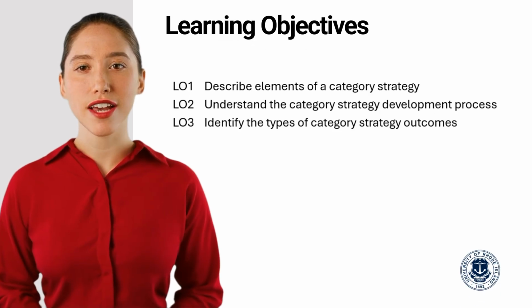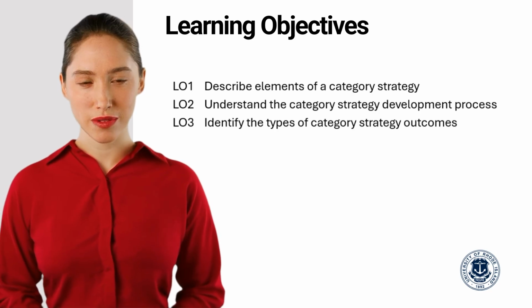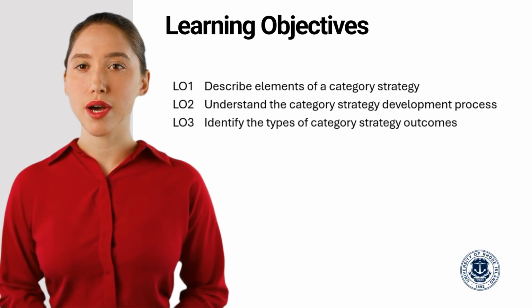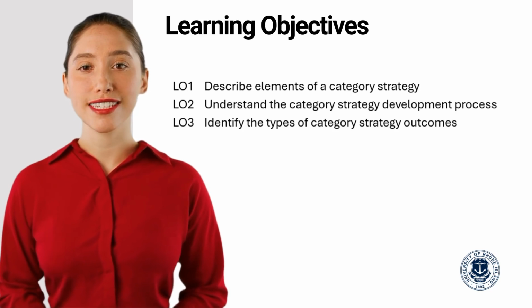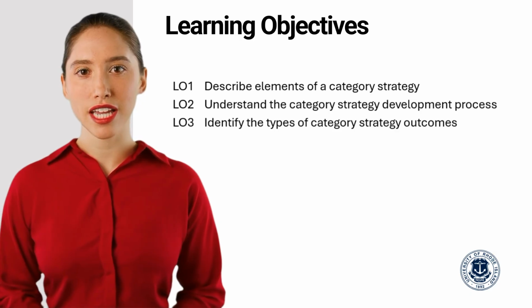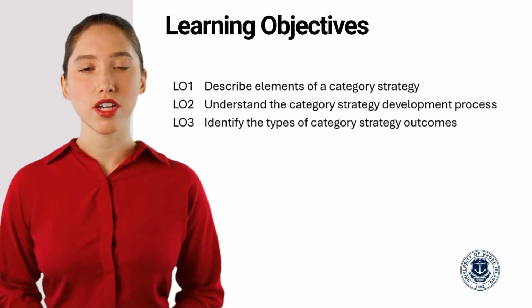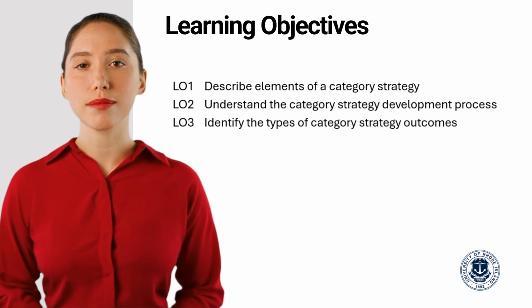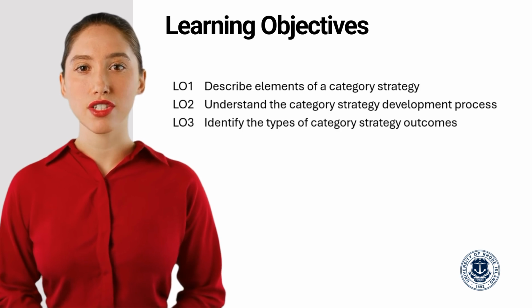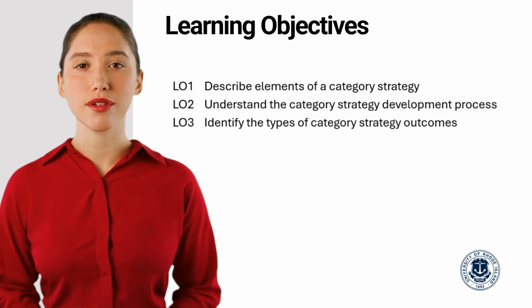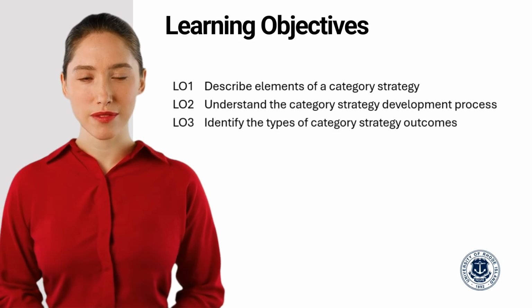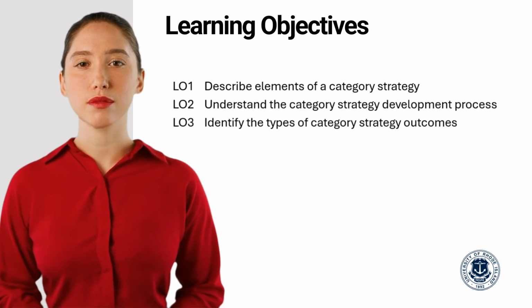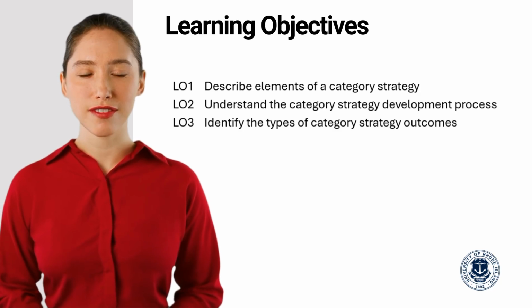By the end of this unit, there are 3 key things you should be able to do. First, you should be able to describe the elements of a category strategy, what goes into it, and why it matters. Second, you should understand the category strategy development process, meaning the structured steps organizations use to analyze spending, evaluate suppliers, and build an effective strategy. Third, you should be able to identify different types of category strategy outcomes, including cost, risk, quality, innovation, and resilience outcomes. Keep these 3 objectives in mind as we move through the unit. They provide the roadmap for everything that follows.